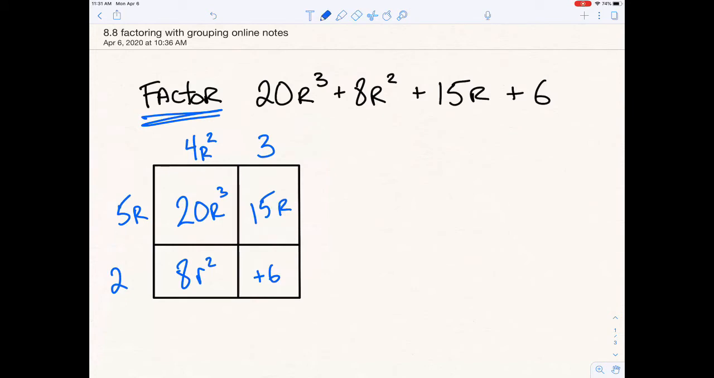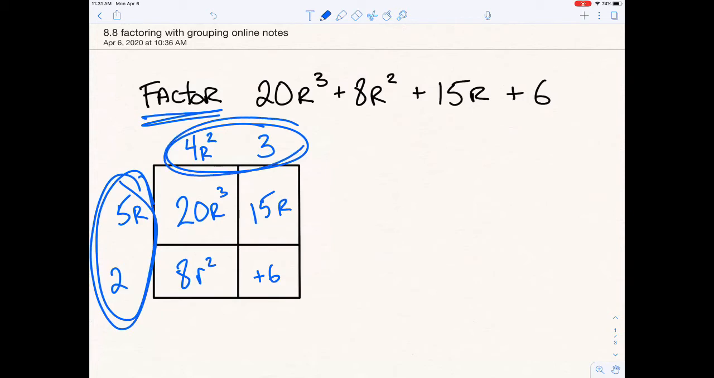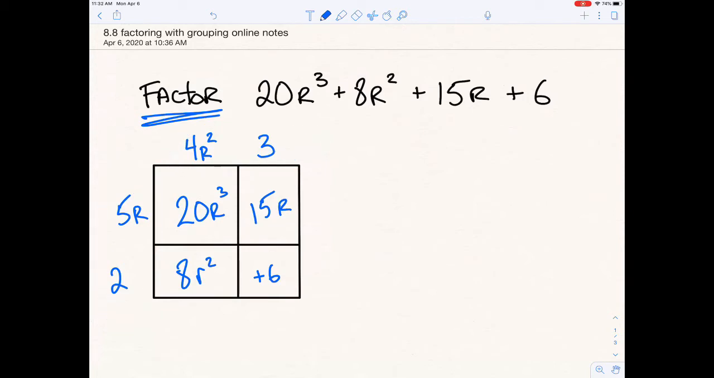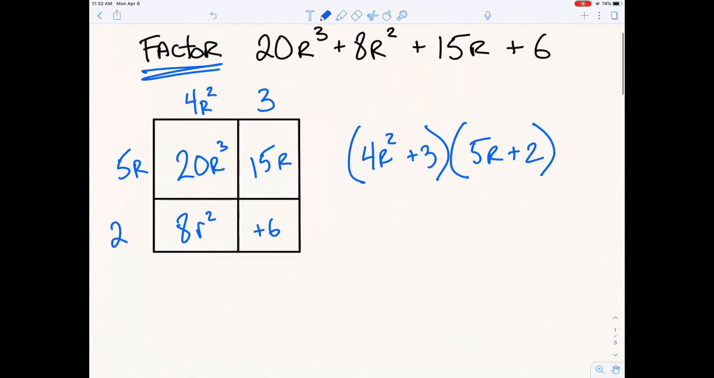I should double check that I don't have any GCFs. 4 and 3 don't have anything in common. 5 and 2 don't have anything in common, and there's no common r's here or here. So I have no GCFs that I missed. So now I should have my answer. 4r squared plus 3, that comes from the top. And from the left, 5r plus 2. And that should be my factored form.